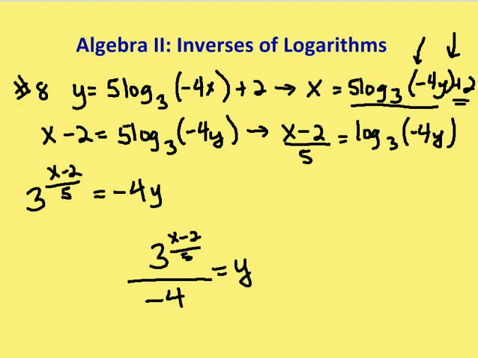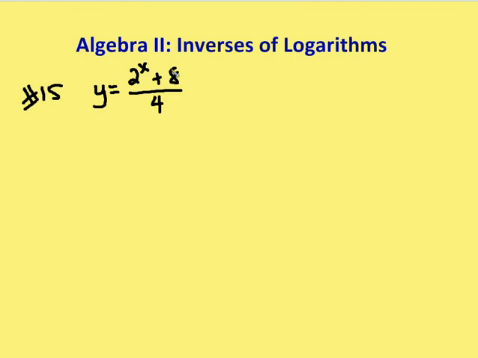All right, now we're going to take two problems, and these two problems start in exponential form, and we're going to need to use the log form in order to solve for y after we start with exchanging the x's and the y's to find the inverse. So again, rewriting this by exchanging the x's and the y's, I have x is equal to (2 to the y plus 8) over 4.